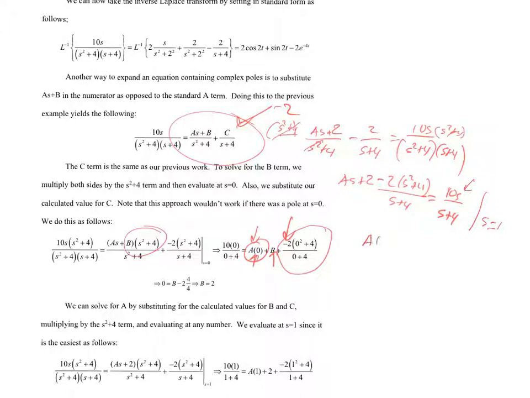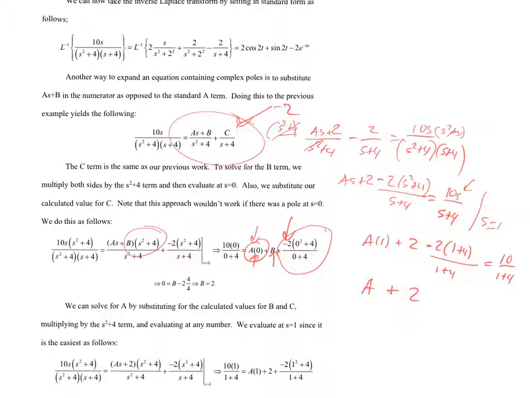So I have A times 1 plus 2, minus 2 times (1 squared plus 4) over (1 plus 4), equal to 10 times 1, which is 10 over 1 plus 4. So A equals 2. I'm off my game, I guess, this morning. So A plus 2. Now I've got to figure out what's in here.